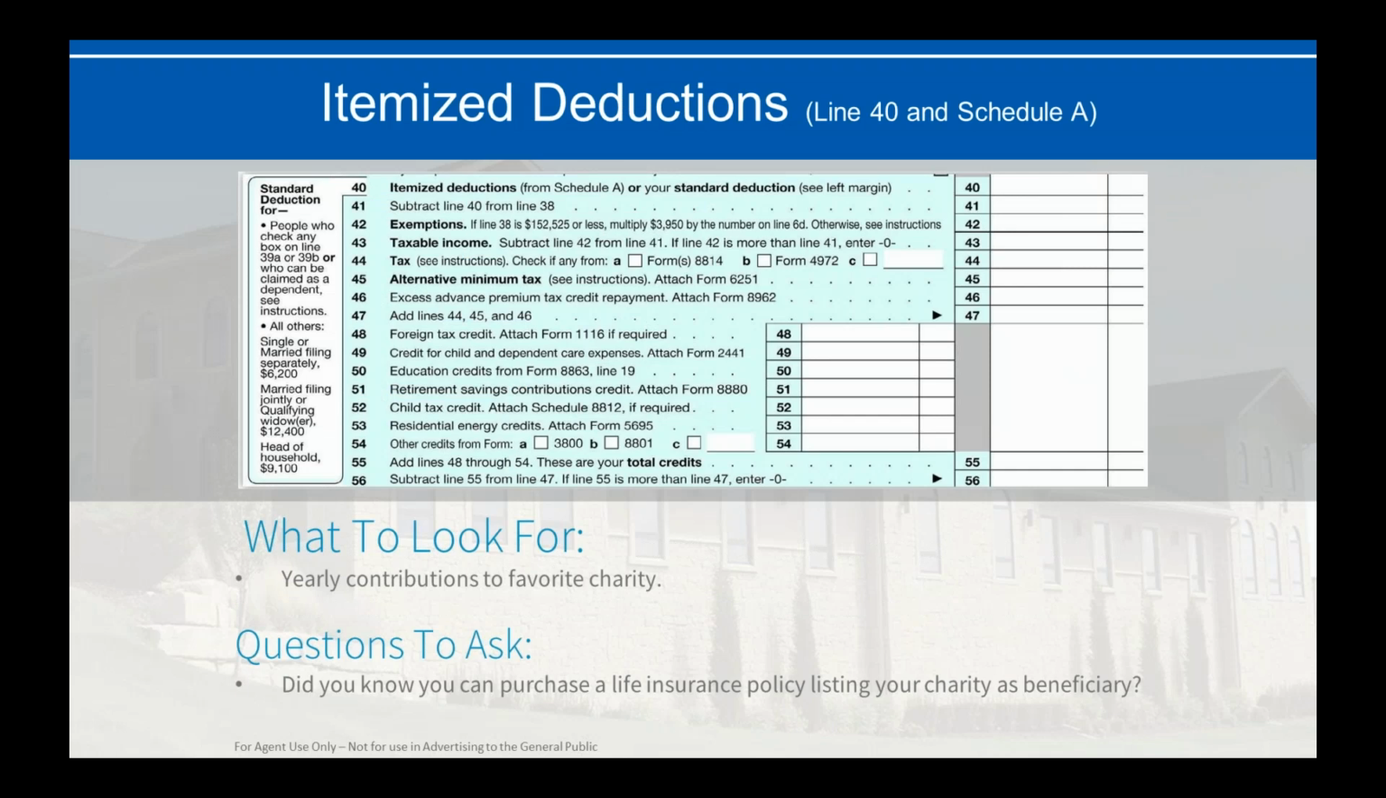Okay, so just about done here. Itemized deductions. This is line 40 and Schedule A. And what are we looking for here? Well, one of them is yearly contributions to your favorite charity. And that could be an opportunity for life insurance.